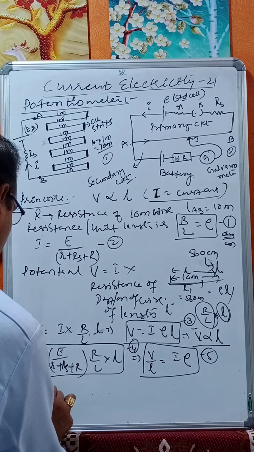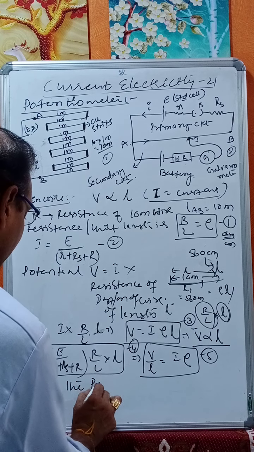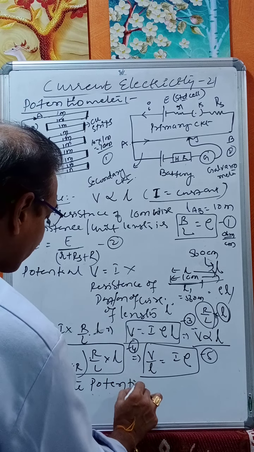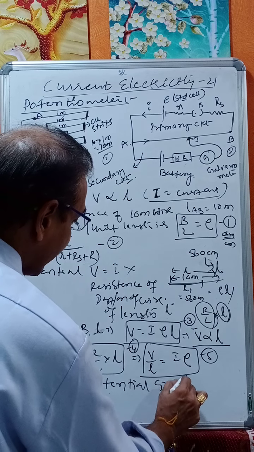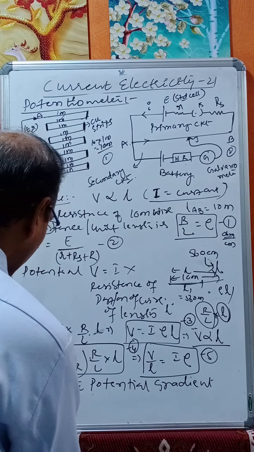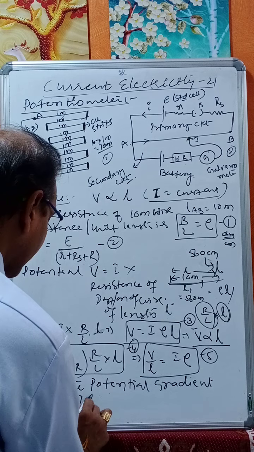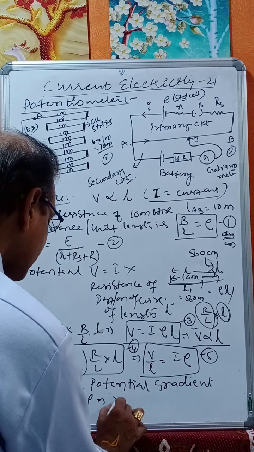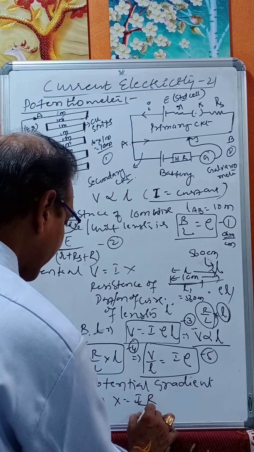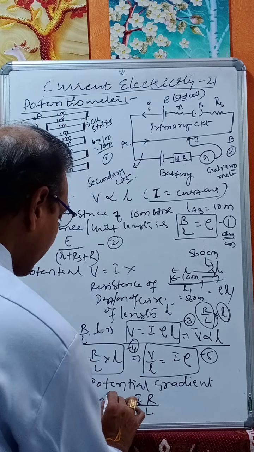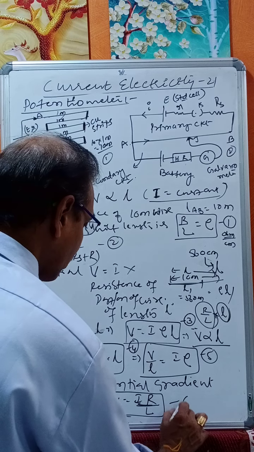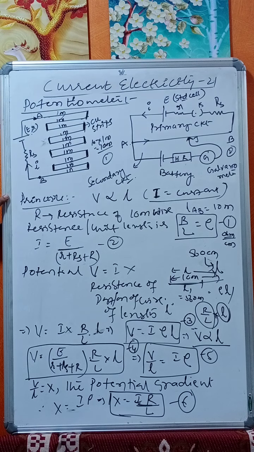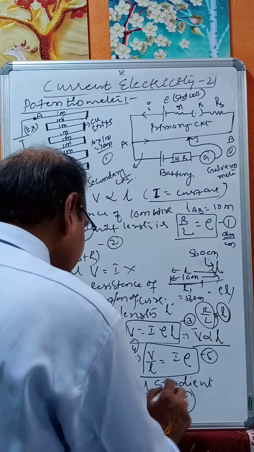V by L is equal to X, we call it the potential gradient. Therefore, X is equal to I rho. This implies X is equal to I R by L. So the potential gradient V by L is equal to I into R by L.